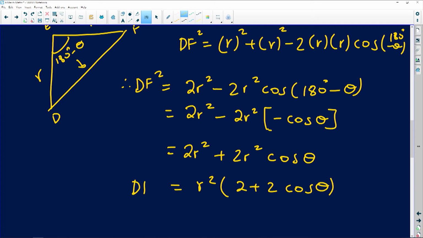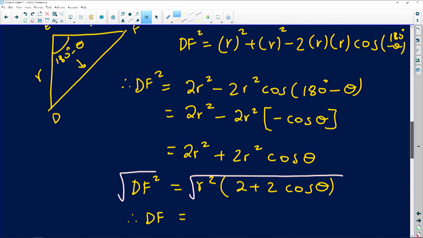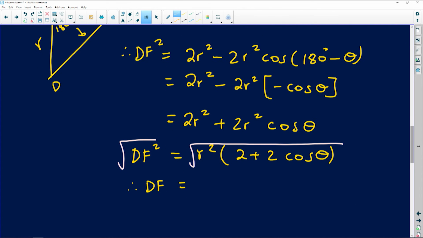Remember, we are dealing with DF squared, and we are looking for DF. So therefore, DF will simply be the square root of what you're looking at, because you just have to take the square root on the left and the square root on the right hand side. Remember, always put plus and minus in front of the square root, but I'm dealing with length, and length is never negative. That is why we're only going to take the positive version of that square root.